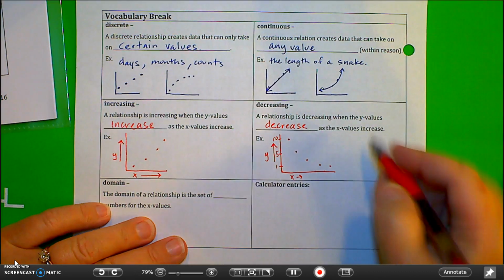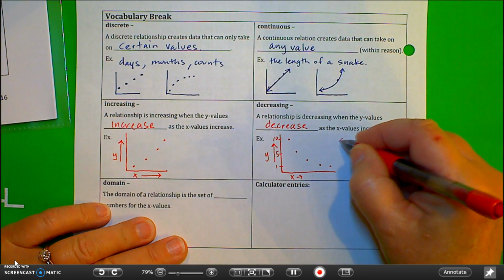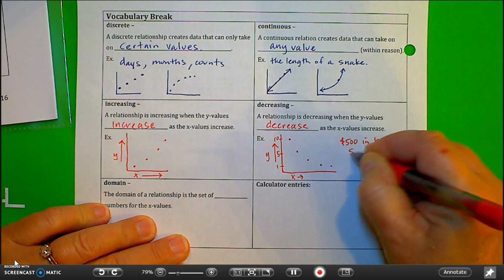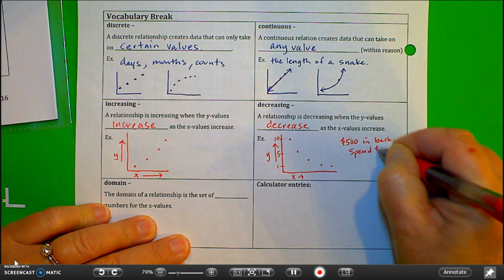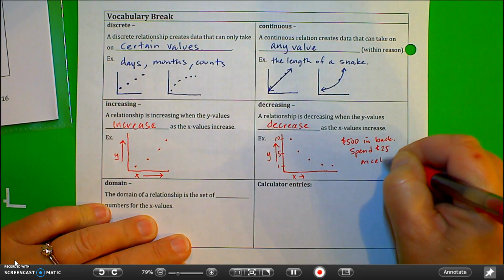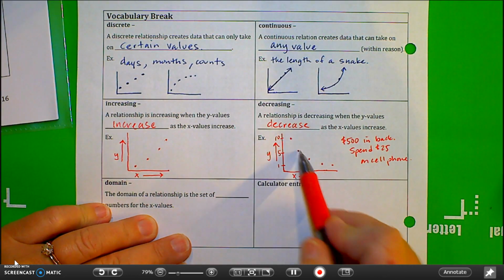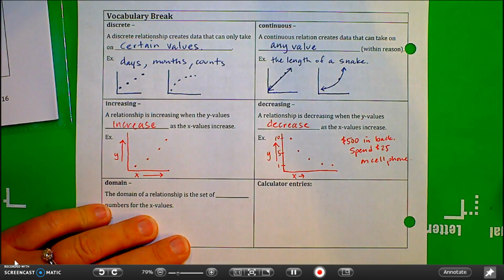An example of this might be if you have $500 in the bank and you spend $25 a month on your cell phone. That takes away money, so you have less money as the months progress.